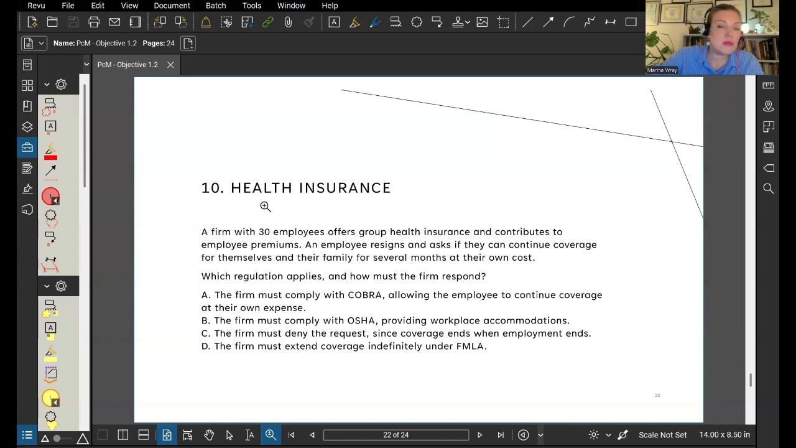A, the firm must comply with COBRA, allowing the employee to continue coverage at their own expense. B, the firm must comply with OSHA, providing workplace accommodations. C, the firm must deny the request since coverage ends when employment ends. D, the firm must extend coverage indefinitely under FMLA.